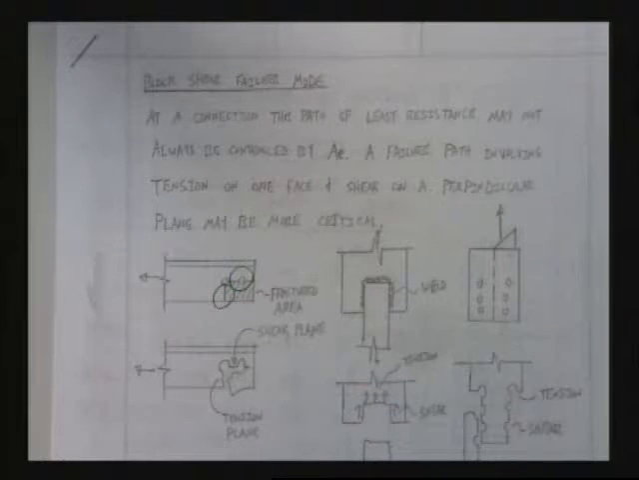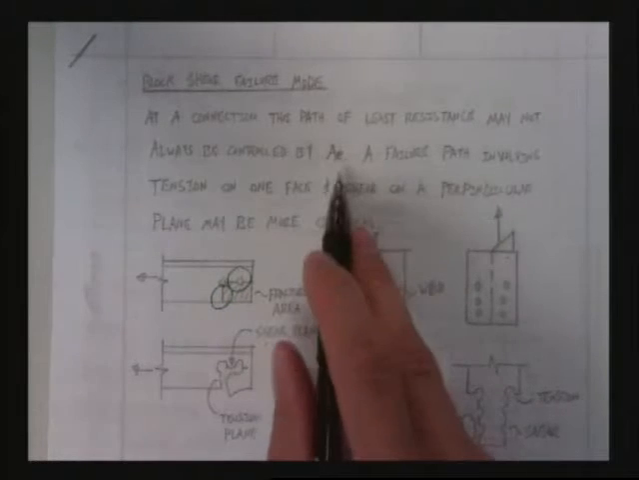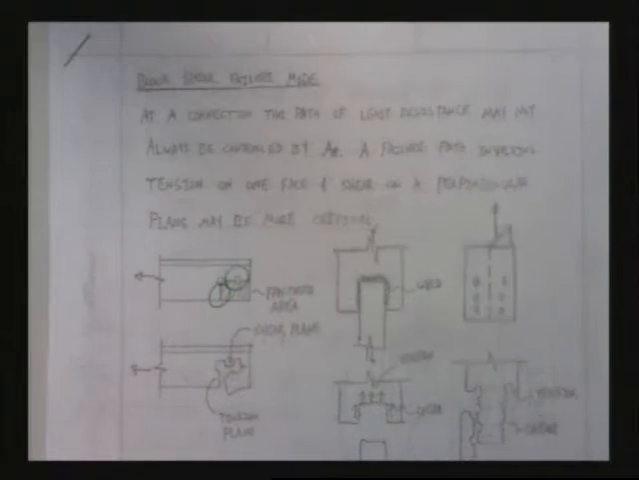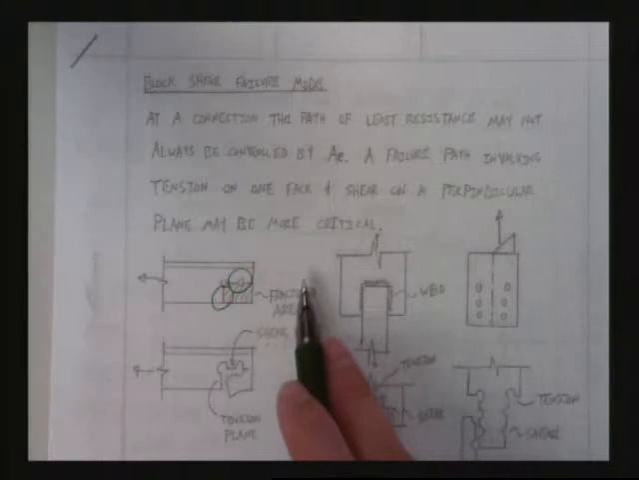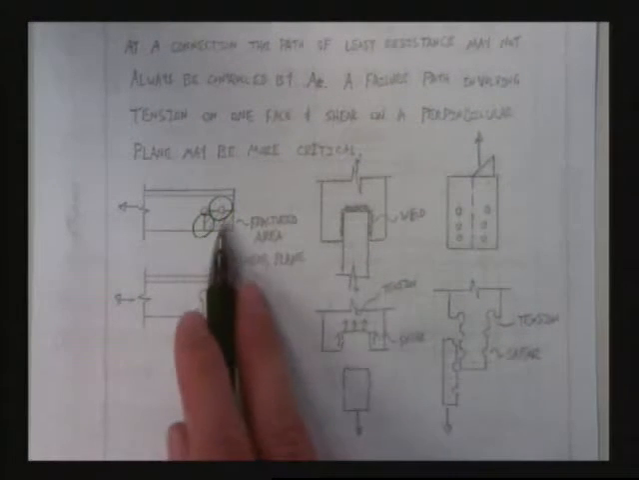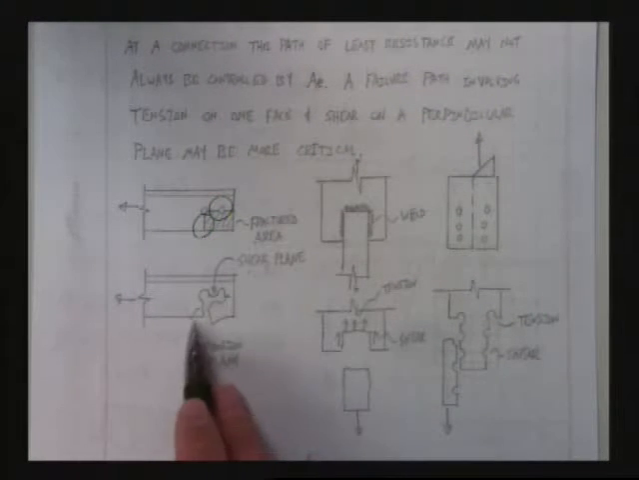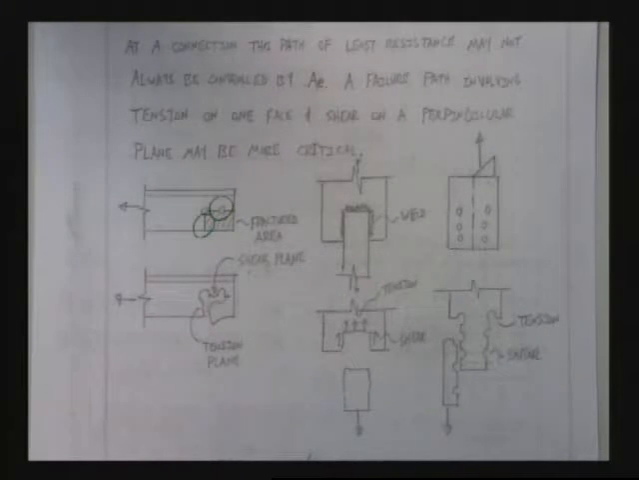And this is really odd. We're going to show some really cool videos of it in just a second. It is weird, and it is sometimes hard for people to get in their brain how it works. It may not always be straight across, may not always be A sub E. A failure path involving tension on one face and shear on a perpendicular plane may be more critical. For example, I show an example here: we have a tension plane, we have a shear plane, and we may get shear and tension type failure simultaneously.